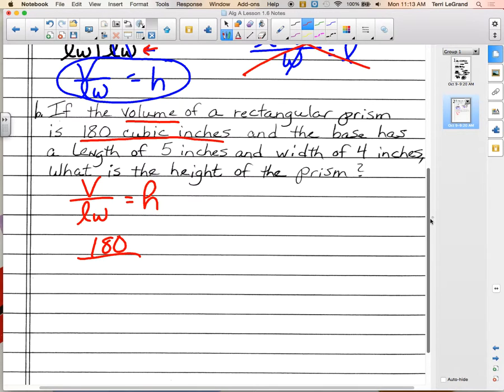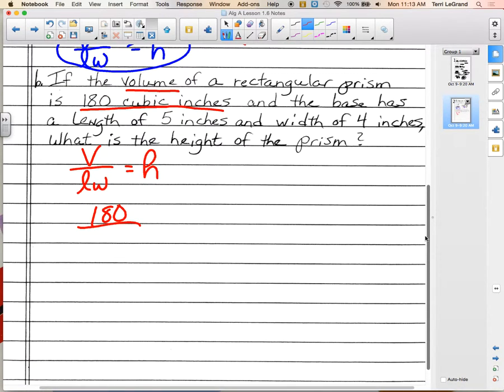The base has a length of 5 inches. Where's that going? For L. Times the width. Do they give us that? Sure do. Width of 4 inches. So we're going to put 5 times 4 down there. What is the height? That's the one we're looking for. We're looking for H.